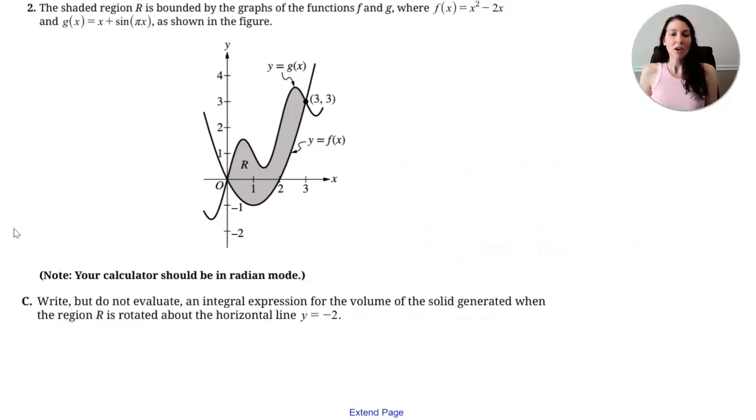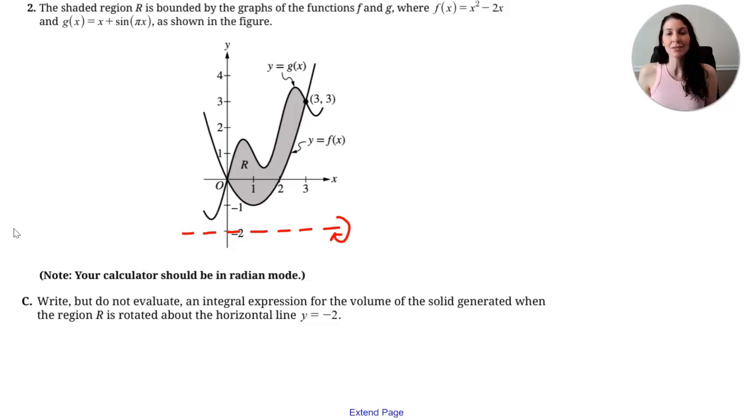In part C, we are asked to write, but we don't need to evaluate, an integral expression for the volume of the solid generated when the region R is rotated about the horizontal line y equals -2. So I started by drawing in this horizontal line, or the axis of revolution, in this case, or the line of revolution here. And I know that as soon as I take a 2-dimensional figure and rotate it, I either have disks or washers.